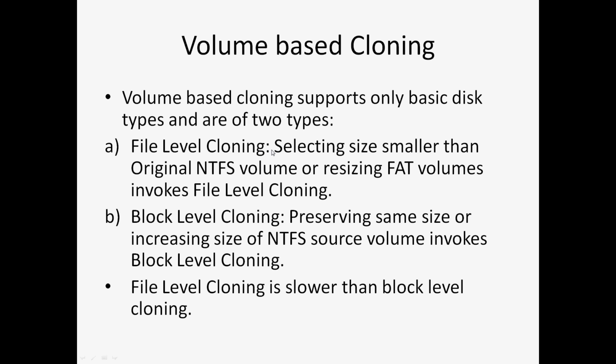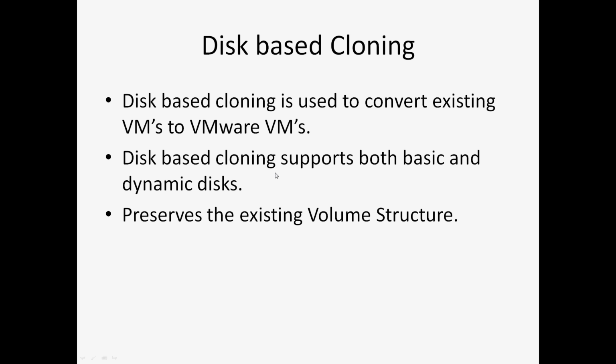Again, when you invoke volume based cloning, if you resize your source volumes, that is, if you select a size smaller or bigger than your existing source volumes, then it invokes file level cloning. If you don't make any changes to your source volumes, then it invokes block level cloning. File level cloning is generally slower than block level cloning. Disk based cloning is used in converting your VMs to VMs, and it supports both basic and dynamic disks, and it also preserves your existing volume structure, that is, you're not making any changes to your source volumes.